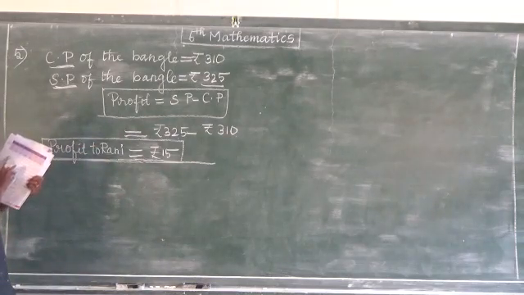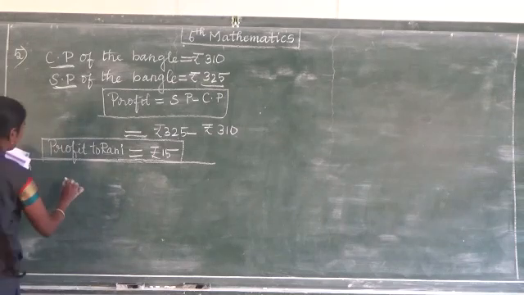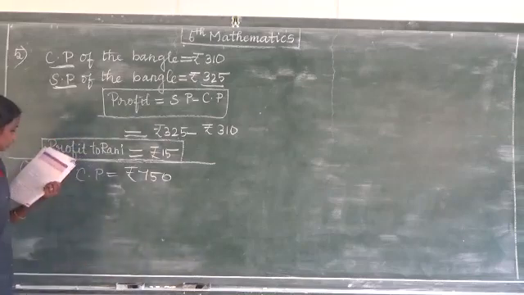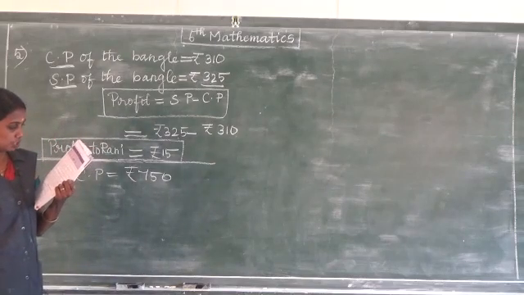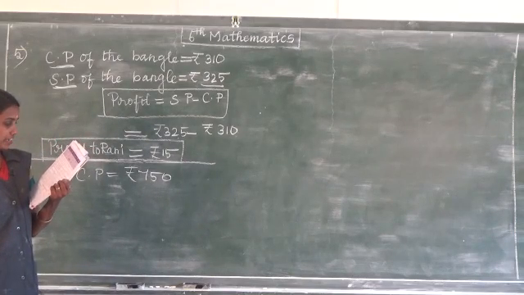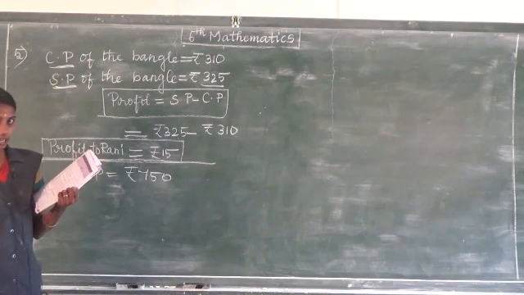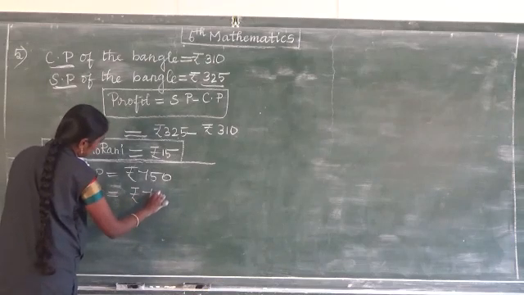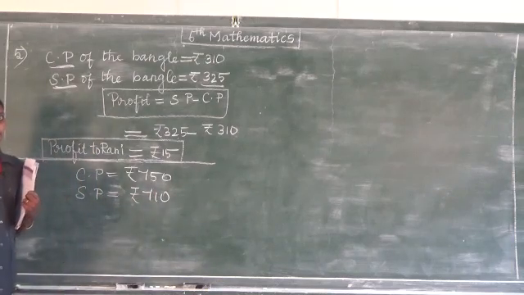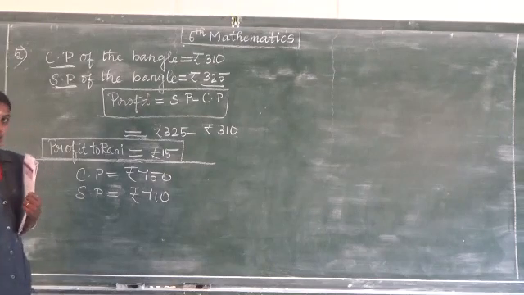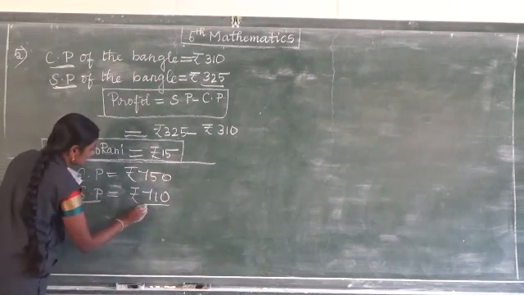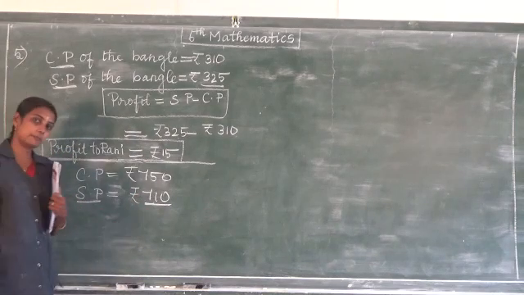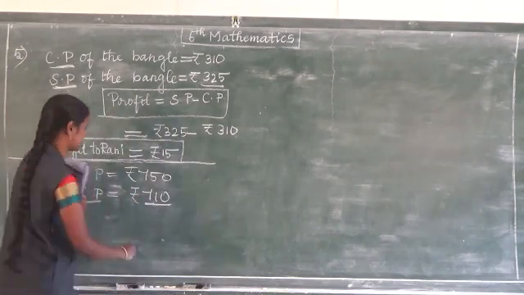Cost price: first, Sugan bought. Bought means purchased, so the cost price is rupees 750. Then it did not fit him, and he sold it to his friend for rupees 710. Sold means what price? Selling price. So the selling price is rupees 710. Then go for the comparison. Is the selling price more or less? The selling price is less compared to the cost price. When your selling price is less, that is loss.